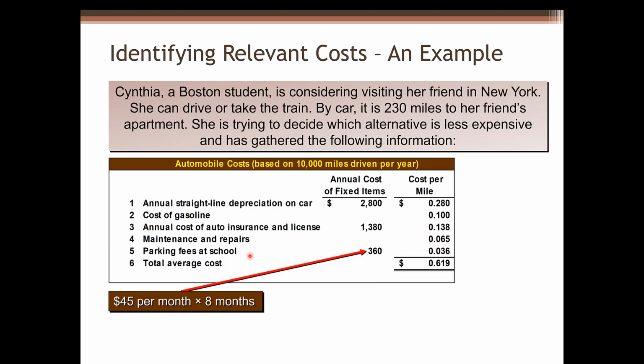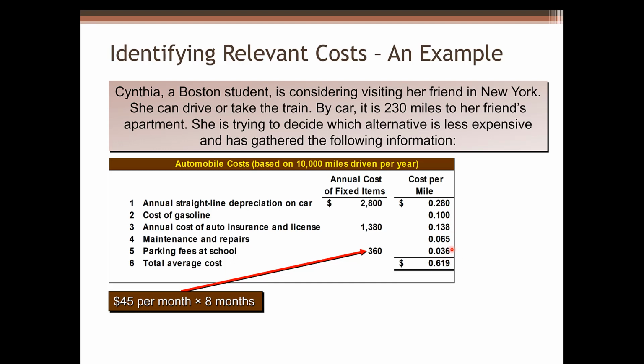Number 5, parking fees at school. For each month, parking cost is $45. Cynthia attends school 8 months of a year. So 45 times 8, and then we can get total annual parking cost of $360. We divide it by 10,000 miles, and we can get 0.036. This is parking cost for each mile.